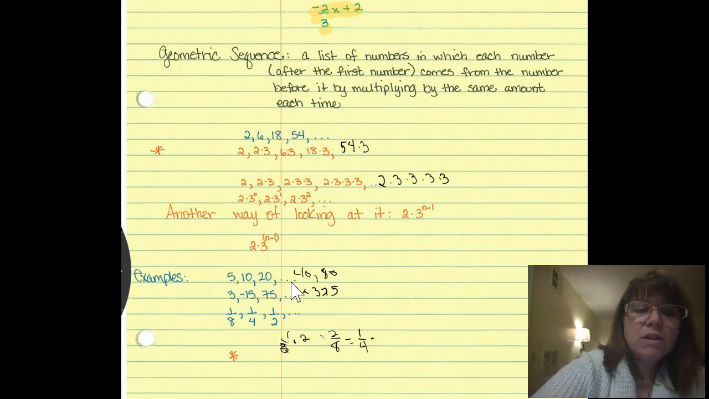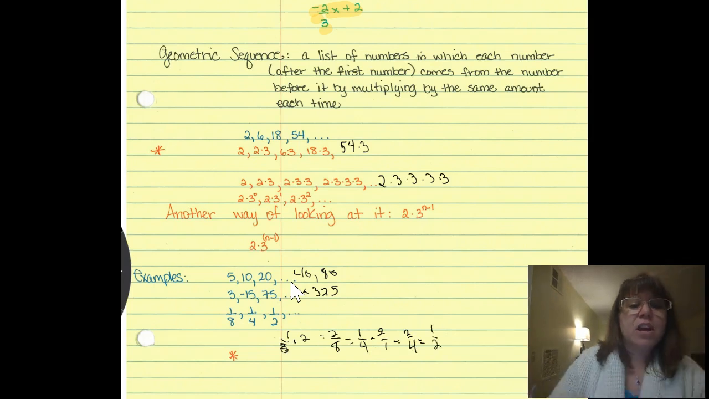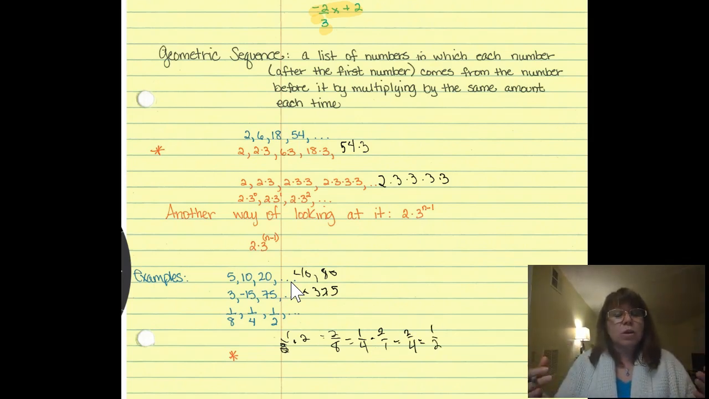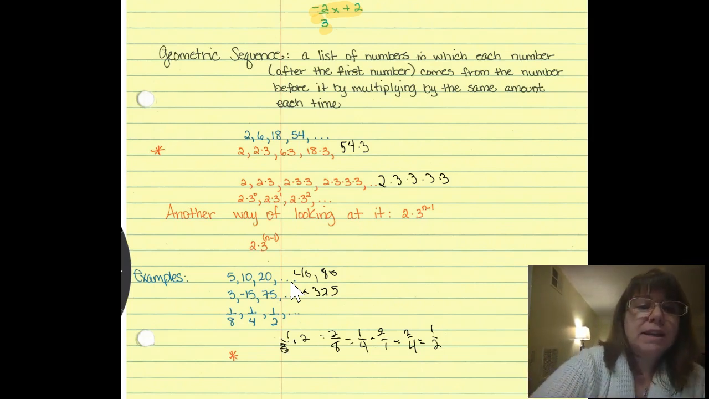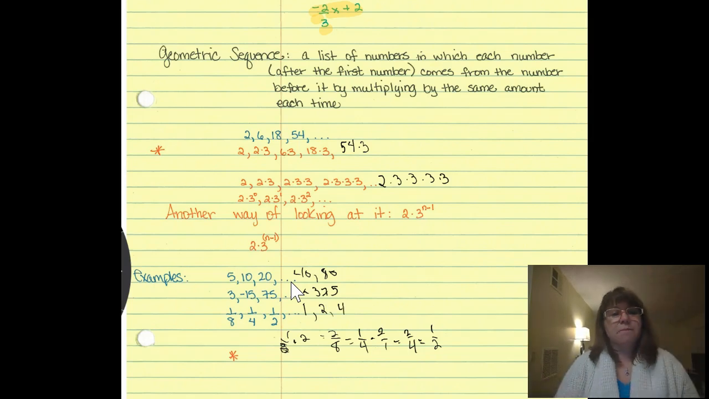If I multiply 1/4 by 2 over 1, that gives me 2/4, but 2/4 is really 1 over 2, a half. So it looks like that pattern is working really well. So what's 1/2 times 2? Well, my next number is 1. Now, 1 times 2 is 2. 2 times 2 is 4.